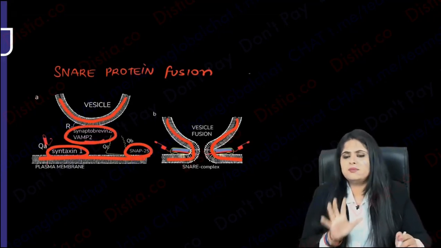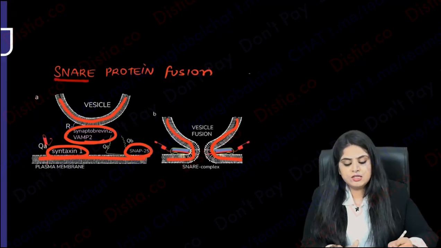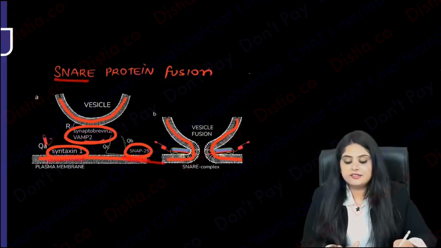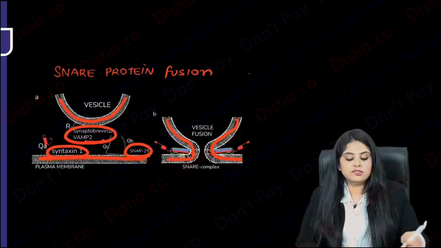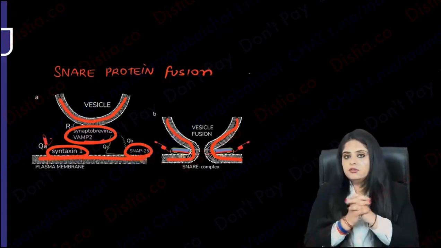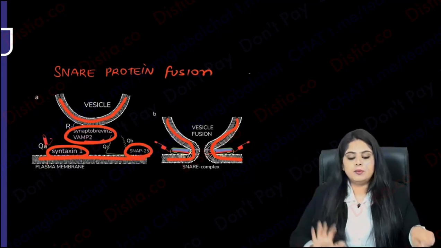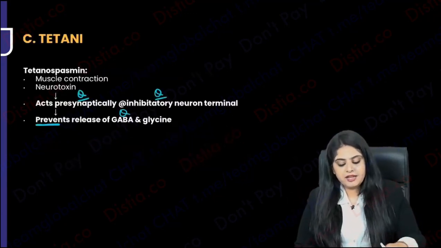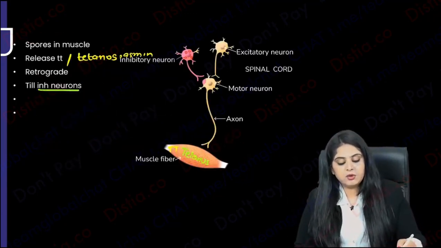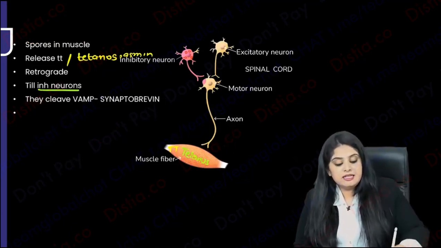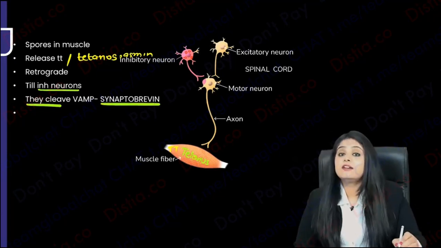सब same नाम जैसा है ना. SNARE protein includes SNAP, syntaxin, synaptobrevin. So you will say that, ma'am, when all these things will fuse, GABA and glycine will come out. But now the problem is that when I'm talking about tetanus, they cleave, they do not let that fusion happen.